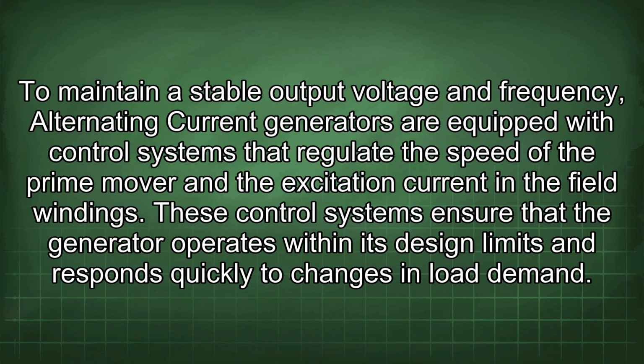To maintain a stable output voltage and frequency, alternating current generators are equipped with control systems that regulate the speed of the prime mover and the excitation current in the field windings. These control systems ensure that the generator operates within its design limits and responds quickly to changes in load demand.